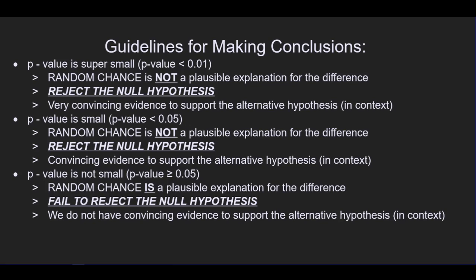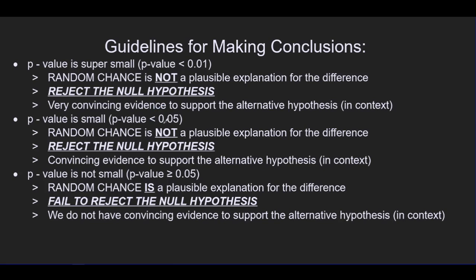These first two both reject the null hypothesis and end up with a yes for our alternative hypothesis. They support that alternative hypothesis in that specific context. So if it is less than 0.01, it's super likely. It's very convincing evidence to support that alternative hypothesis.